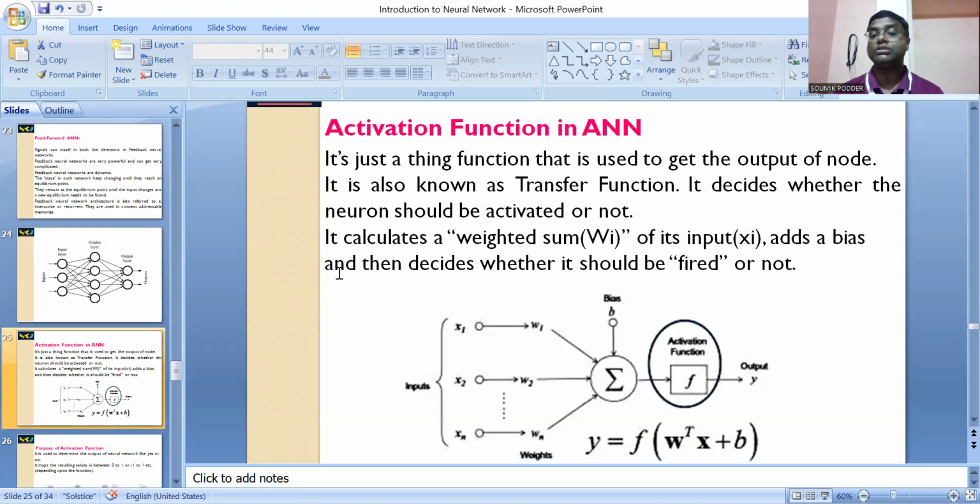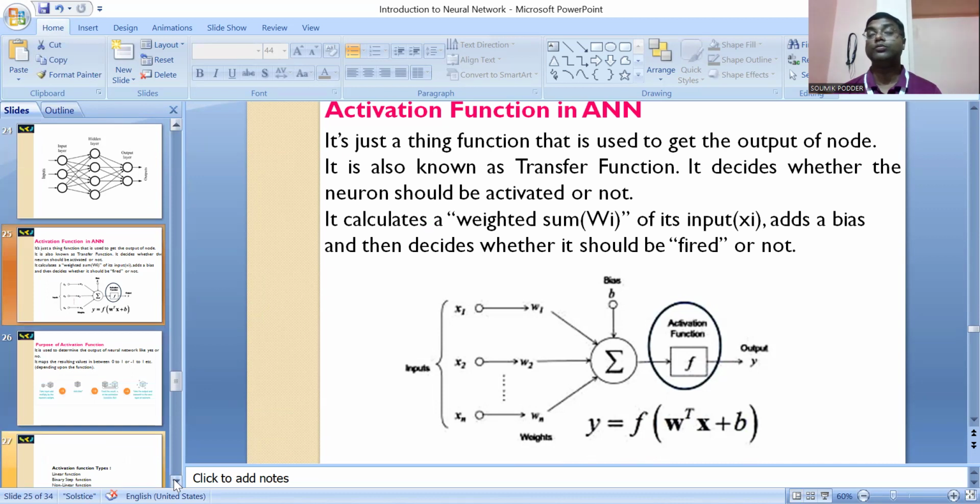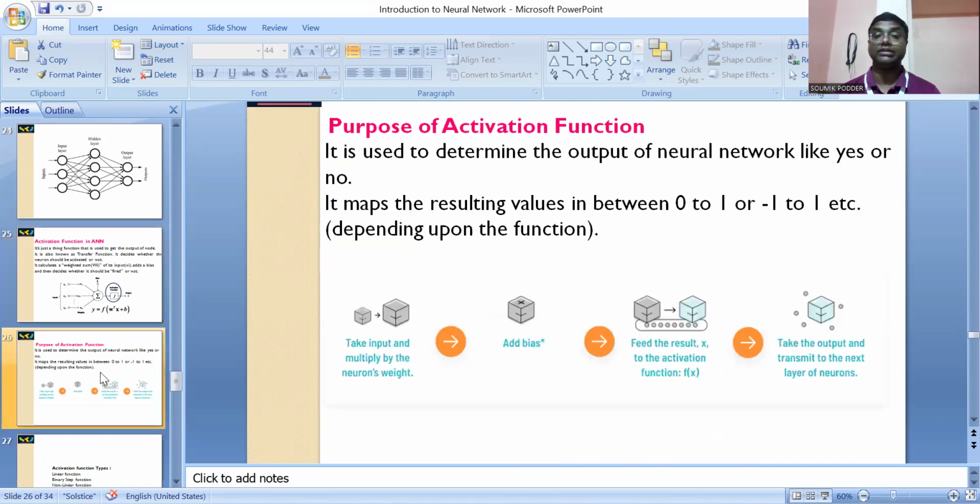So y equals a function of W transpose X plus B, where W transpose is the column and row exchange of the weight function, which is represented as a matrix, and X is also a matrix representing the input variables, and B is the bias value. So finally we will get the output. This is one of the interesting parameters that will decide how the outputs will be calculated or formulated.